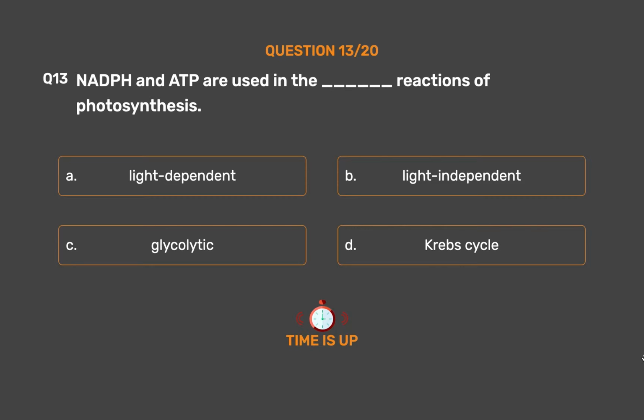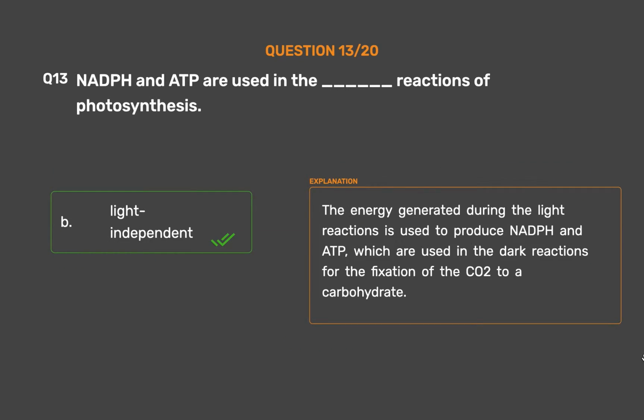The correct answer is option B. Light independent. The energy generated during the light reactions is used to produce NADPH and ATP, which are used in the dark reactions for the fixation of the CO2 to a carbohydrate.